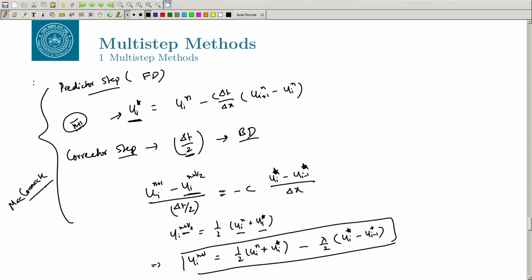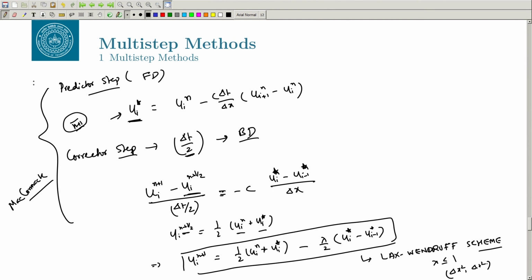If you combine both of them, go back and try this, this will give you the Lax-Wendroff scheme. Because of that, it will have the same properties as the Lax-Wendroff. So, this will be stable for lambda less than or equal to 1, and accuracy is delta x squared, delta t squared.